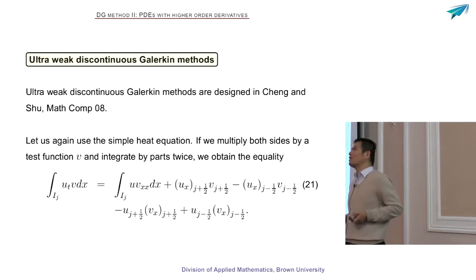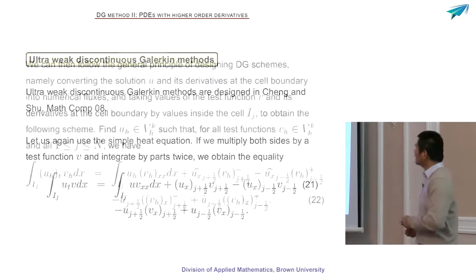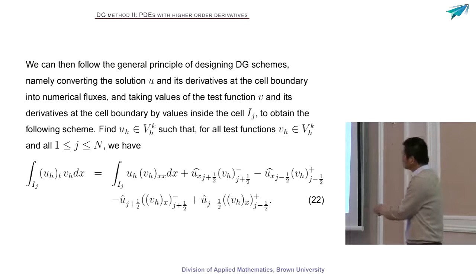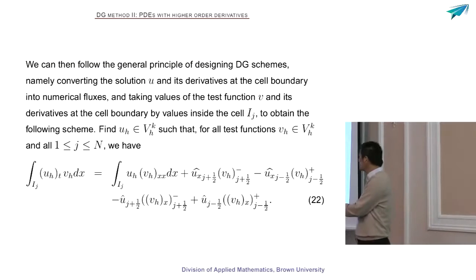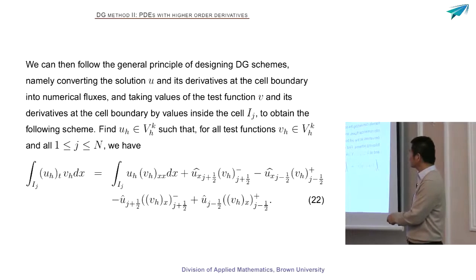Strong means that you keep all your derivatives. So the test function is just a test function, no derivative. Ultra weak means you throw all derivatives to test functions. So then, if you try to write down the DG scheme for ultra weak, what you get is that you find UH such that this equality holds for every test function V.